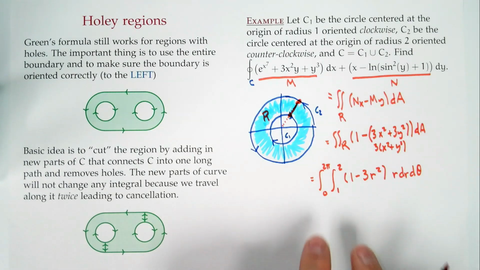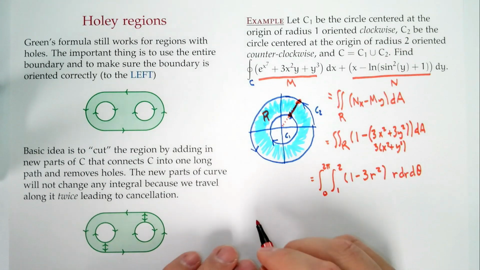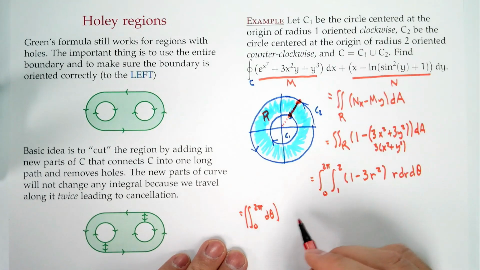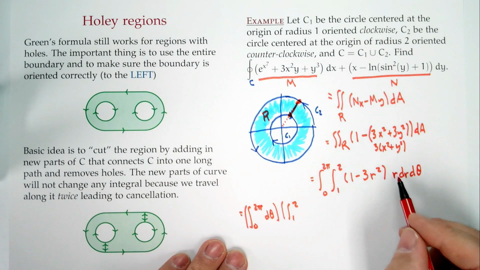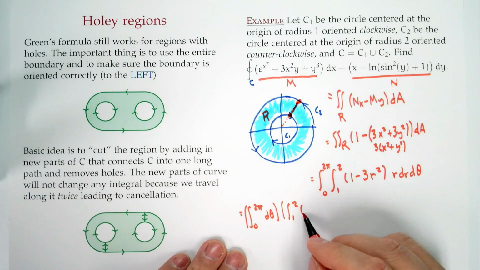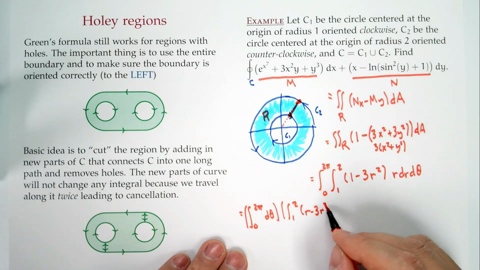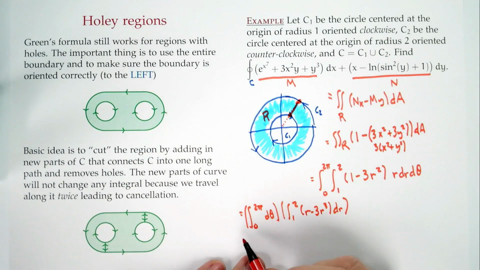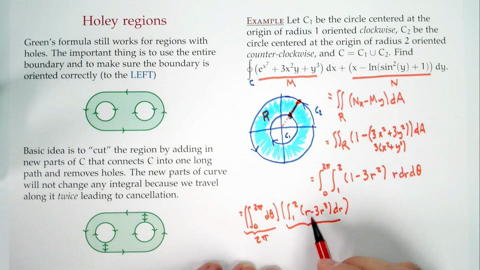Notice, in particular, our bounds are constants, and so we can pull it apart. So this becomes the integral from 0 to 2 pi of d theta. Well, that's a nice integral. And the integral from 1 to 2 of the rest. Now here, anticipating what's going to happen, we're going to distribute the r. So r minus 3r cubed dr. Well, the first integral is 2 pi. The second integral, a little bit more work.